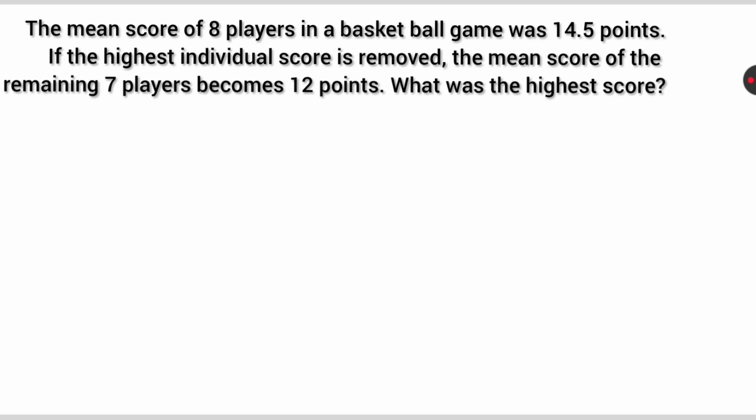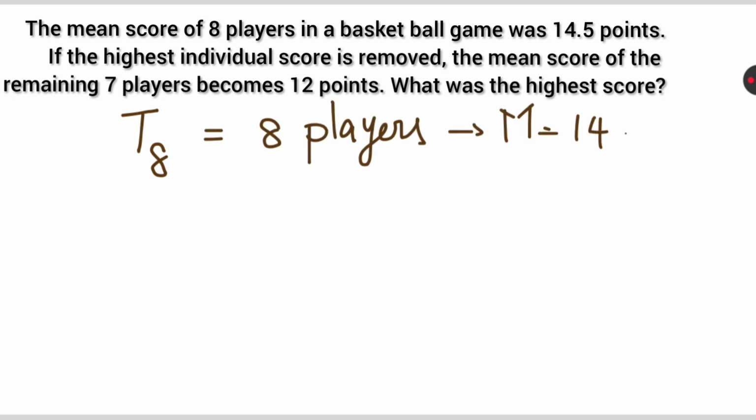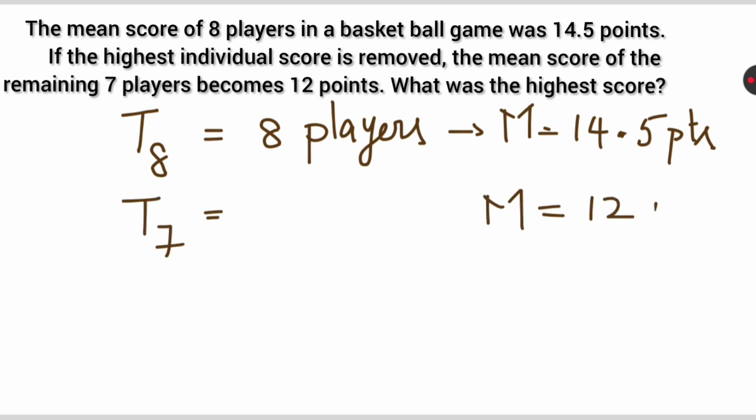So what is the given? The mean score of 8 players in a basketball game was 14.5. They are saying 8 players of the mean value is 14.5 points. If the highest individual score is removed, that means the highest one is removed, the mean score of the remaining 7 players becomes 12 points. So the remaining 7 players, the mean becomes 12 points. So they are asking the highest score.